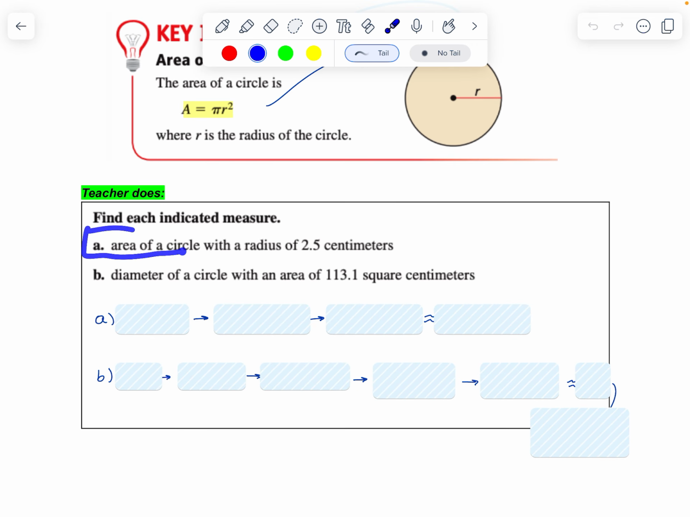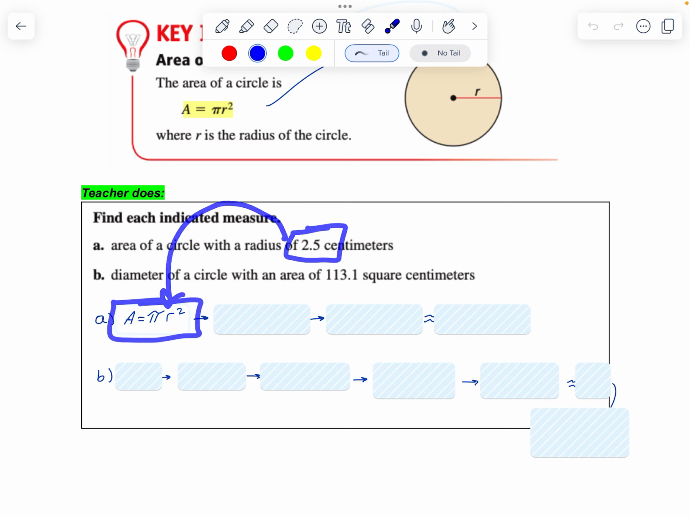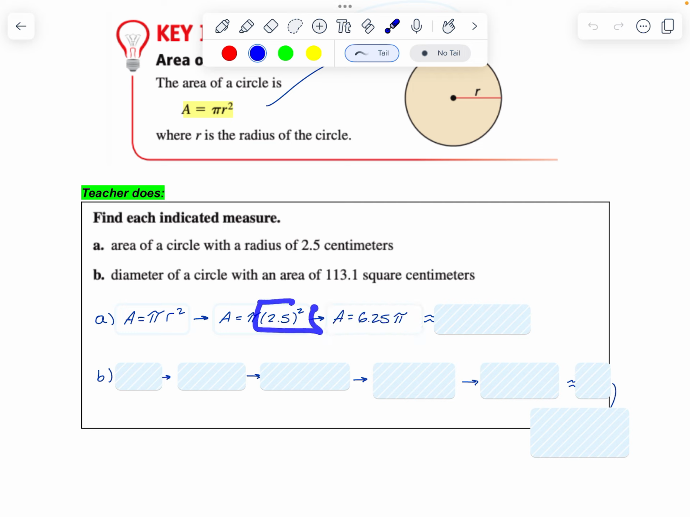If I wanted to find the area of a circle with a radius of 2.5 centimeters, I just take my area, which is pi r squared, take my radius, and substitute it in. Now, I'm not expecting you to necessarily know what 2.5 squared is off the top of your head. However, if I ask you to leave it in terms of pi, you're going to have to just do 2.5 squared, 6.25, and then pi will just attach on at the end.